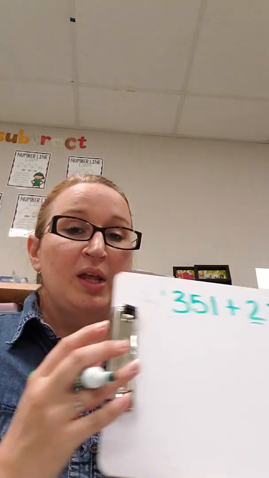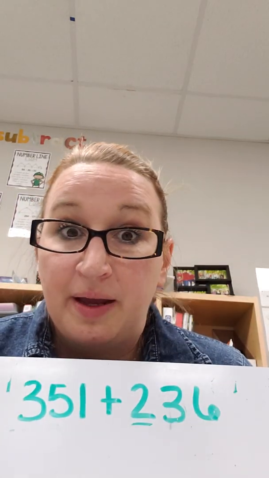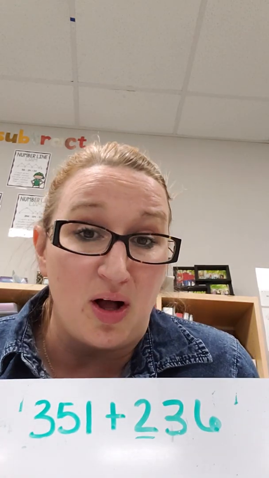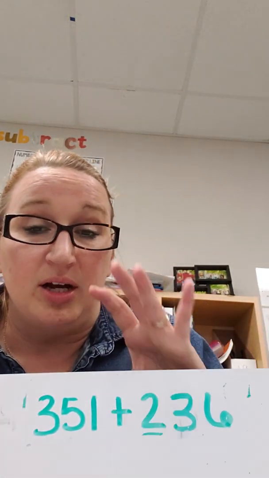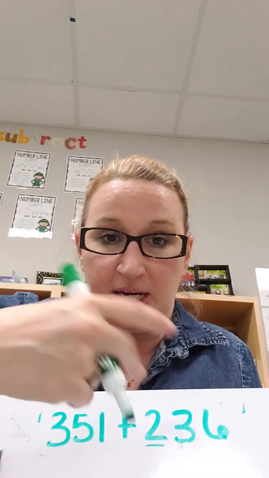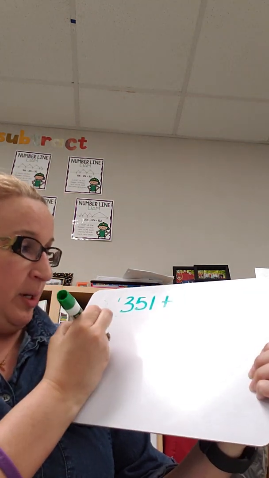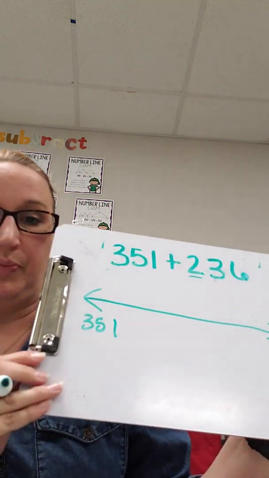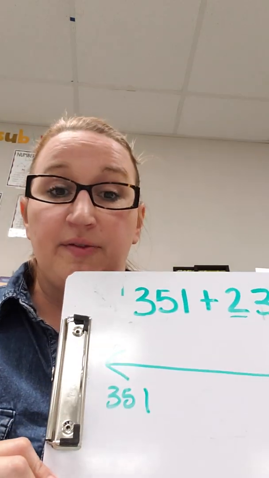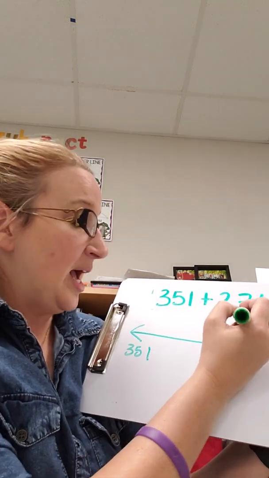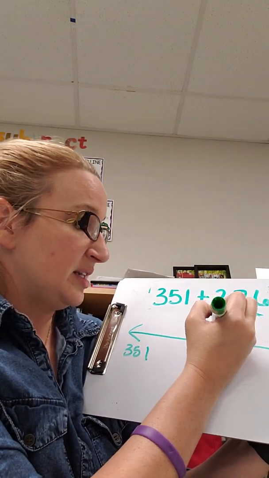So I'm going to erase what we just did. We're going to do a number line. Now a number line, especially in addition, I can twist these numbers all up. As long as the numbers stay the same, I can move them in any place. So I'm going to draw my open number line, and I'm just going to start with my biggest number, which is 351. Just happens to be the very first number. It won't always be. So now I'm going to decompose 236.